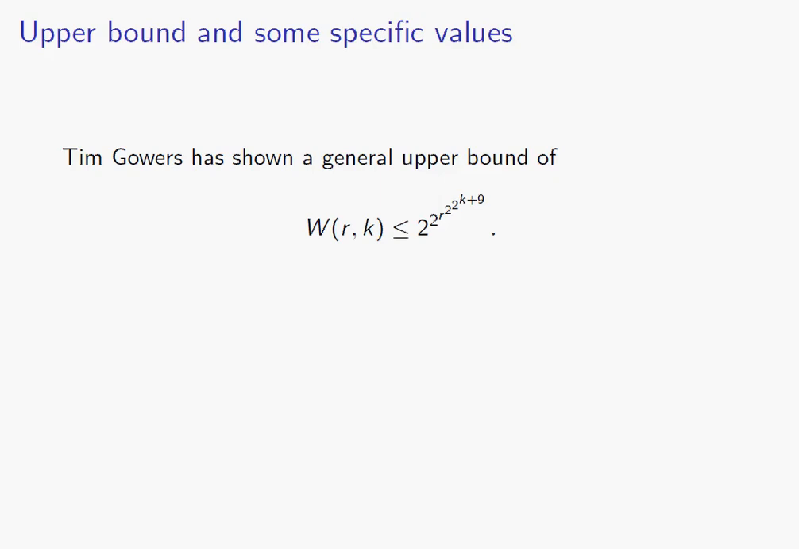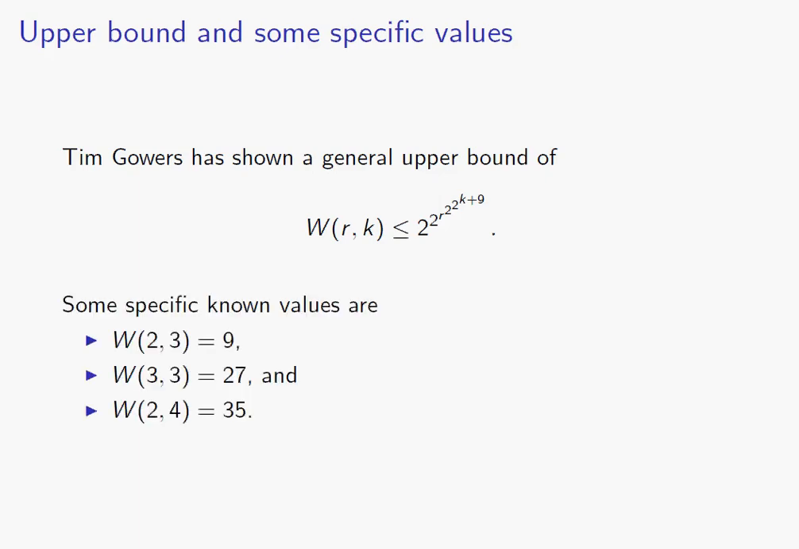Okay, so as for upper bounds, Tim Gowers has shown a general upper bound on w of r, k, which is this tower of exponents shown: 2 to the 2 to the r to the 2 to the 2 to the k plus 9. Now, although that looks like a horrifically large number, it's actually quite impressive that the tower of exponents here is limited to a bounded size, not depending on r or k. If you were to analyze the proof we just saw, it's not good enough to get a bound that's quite so small.